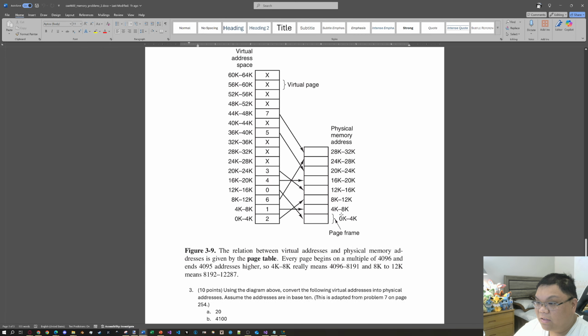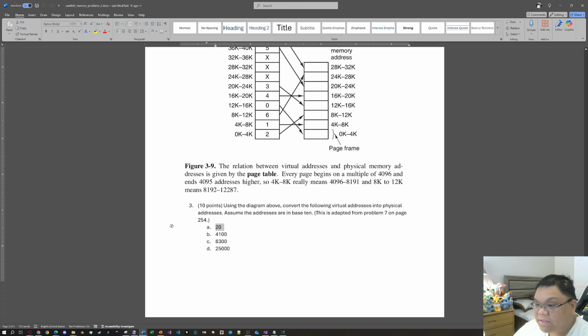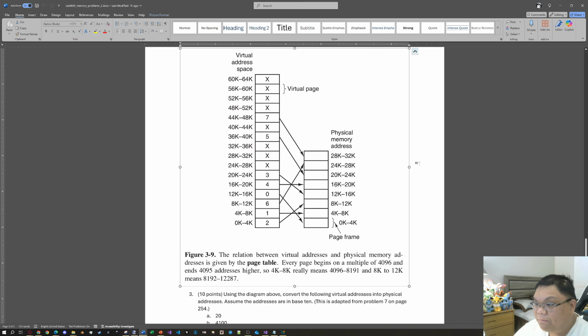Number 3. Using this diagram, convert the following addresses here from virtual addresses to the corresponding physical addresses.